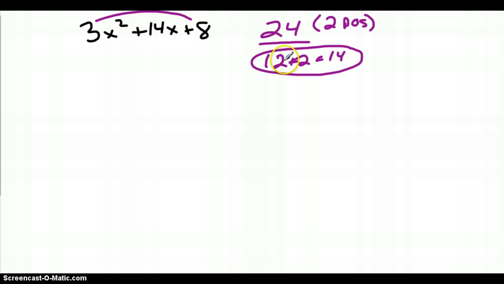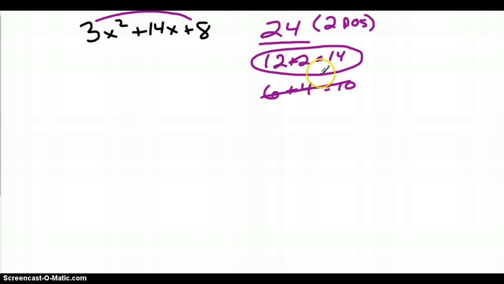Maybe if I hadn't chosen 12 times 2 first, maybe had I chosen 6 times 4, I would have said, well, 6 times 4 is 24, but 6 plus 4 is 10, and so that doesn't work because it does not add up to the number that I needed to add up to for that middle term, that 14. Okay. That being said, this pair is the correct pair. 12 and 2 add up to 14 and multiply to 24.